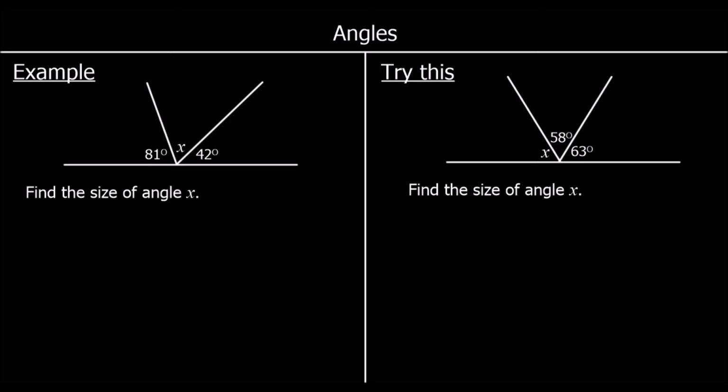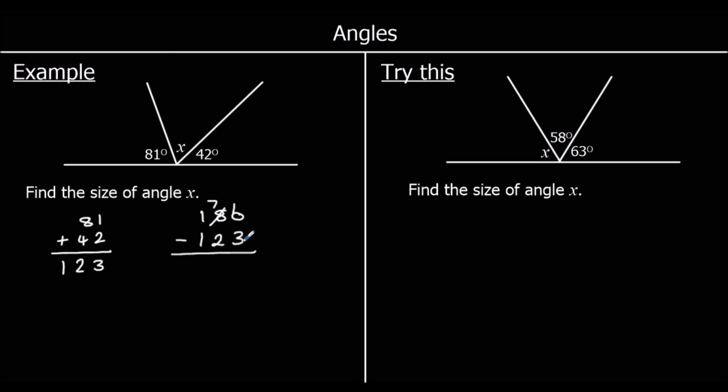Here's another example. This time, the straight line is split into three parts. But the same rule applies. Angles on a straight line must add up to 180. So let's find the missing angle. If we do 81 plus 42, that is 123 degrees. So 81 and 42 make 123. So if we do 180 take away 123, we can find out what is missing.